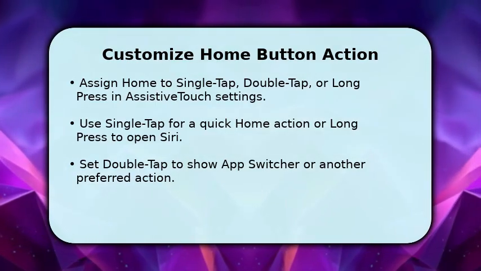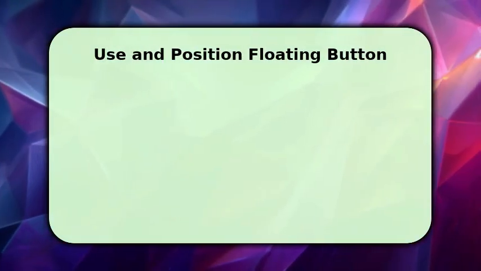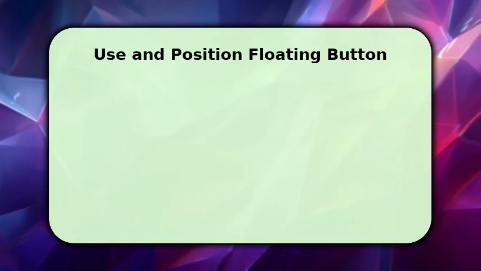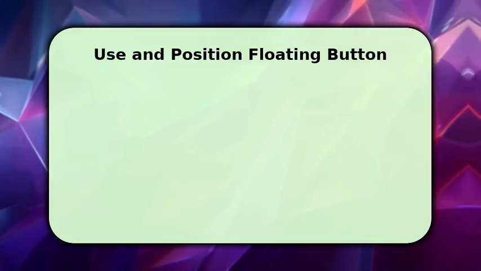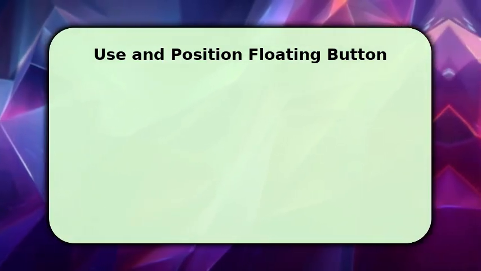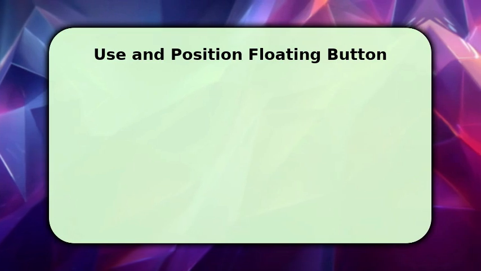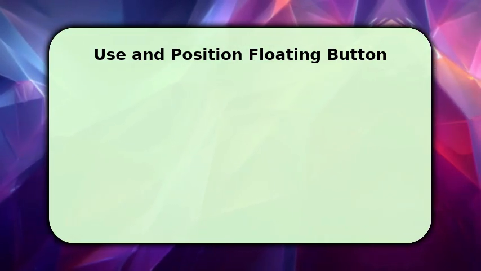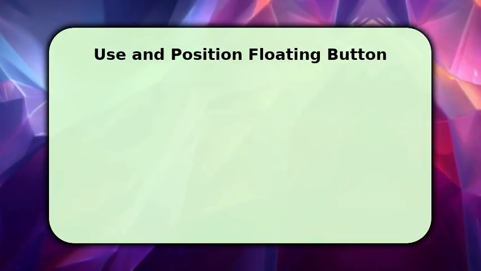To place the floating home button, touch and drag it to any convenient screen edge. Position it near your thumb for one-handed reach and consistent access across apps. If the button distracts you, open Assistive Touch settings and lower idle opacity to 50%. This keeps the button visible while reducing on-screen prominence during use.